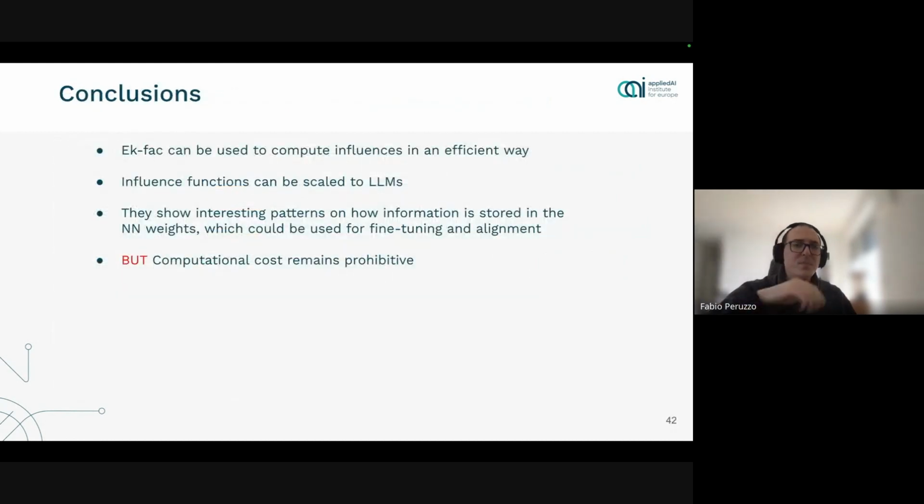So to conclude, EKFA can be used to compute influences in an efficient way. Remember, tenfold the computational cost with respect to LISA. And influence functions can be scaled to LLMs, and when they do, they show interesting patterns of generalization across languages, and we saw the patterns across the layers. But the computational cost remains extremely prohibitive. It seems like even for Anthropic, apart from the cases where we're dealing with much smaller neural networks, the computational cost is still not negligible. So this is the end, and thank you.